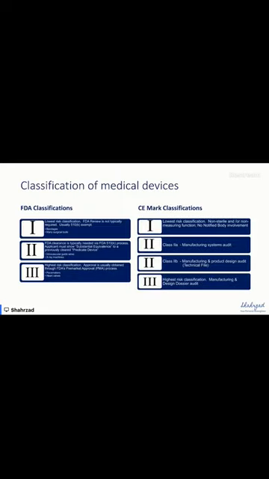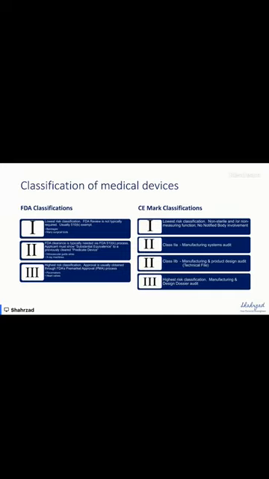Now, about classification of medical devices, this is also very important because everything that comes after this slide is dependent on this part here. So we have FDA classifications and we have CE mark classifications. If you take a look at FDA, for example, which is used more commonly in the States, we have classification 1, 2, and 3. That is basically lowest to highest risk. So these are risk-based classifications of medical devices.